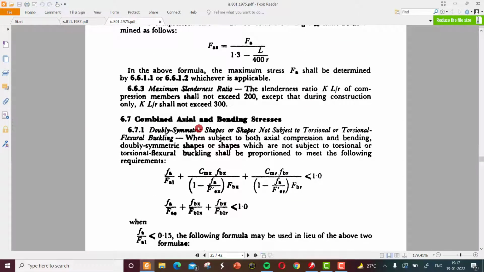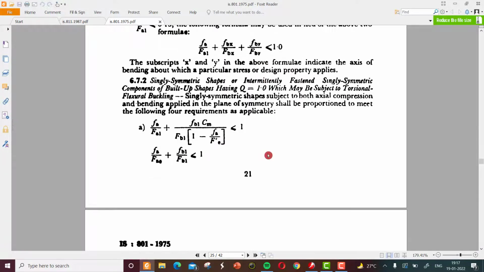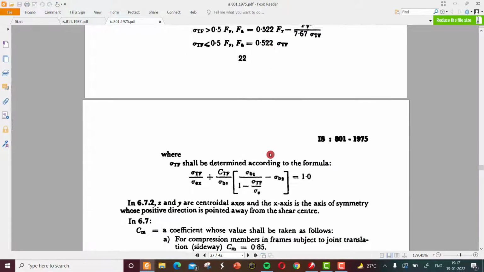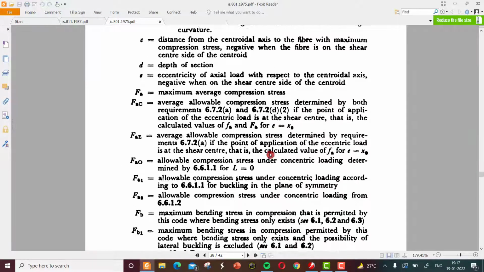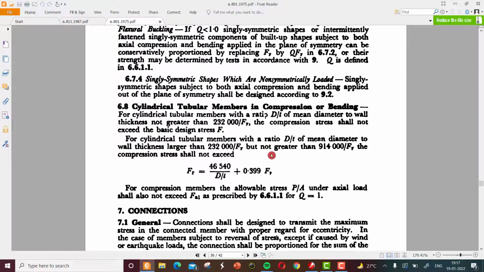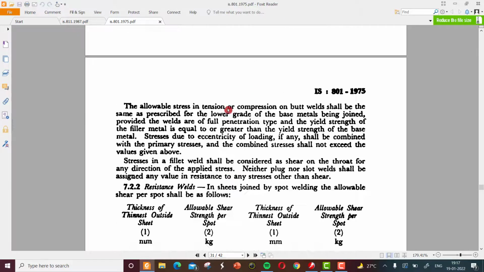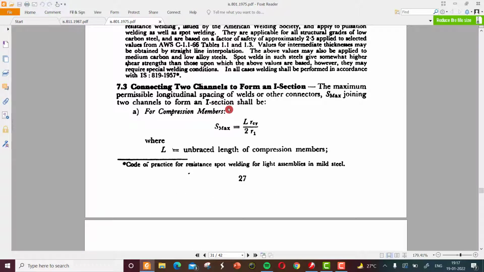And then 6.7 is on the combined behavior for axial loading and bending stresses, like you studied in the structural design course, the interaction equation for combined shear plus bending as well as axial force plus bending. And let's scroll down. Yeah, so these are the main contents in the conformed steel code, and 7.7 is on connections, which you don't want to study for the syllabus.